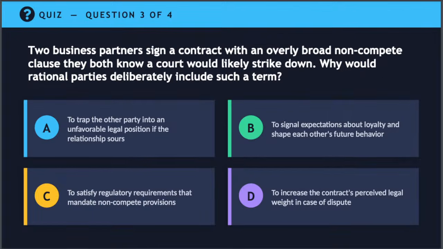All right. So question 3, do we have any takers for question 3? The 2 business partners sign an overly broad non-compete contract. Why would they do such a thing when they know the courts would likely strike it down? Was it to trap the other party in case the relationship sours? Was it to signal expectations about loyalty and shape each other's future behavior? Or was it to satisfy regulatory requirements that mandate non-compete provisions, or to increase the contract's perceived legal weight in case of dispute? Legal weight.